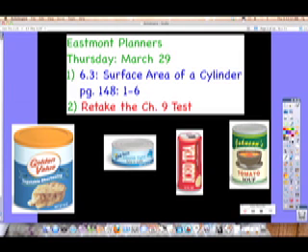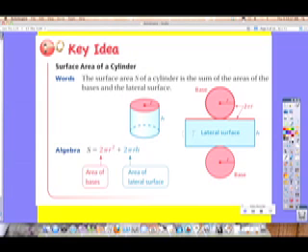Do you agree that the label is going to be a rectangle? But look inside of that. What did I call that? Lateral surface. That's how I remember it: label, lateral surface. They both start with an L. It's a little bit intense, but that's what we're going to use today.